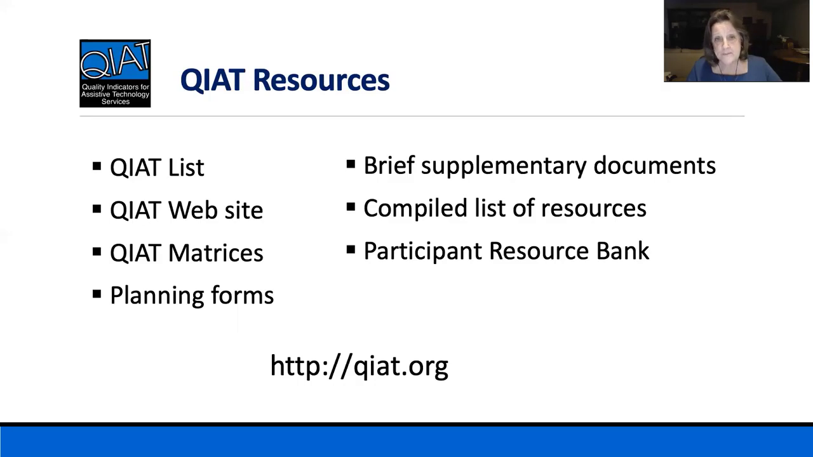There's also the QIAT website at qiat.org. We'll go back and look at that later. The QIAT matrices are a way to self-evaluate, planning forms that are helpful, brief supplementary documents, a compiled list of resources, and there is also a participant resource bank where people can send in resources that can be added to the resource bank on the QIAT list. And there is the address, qiat.org. No U in this QIAT, remember.